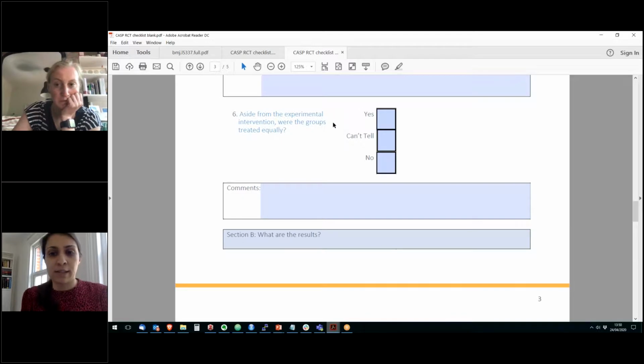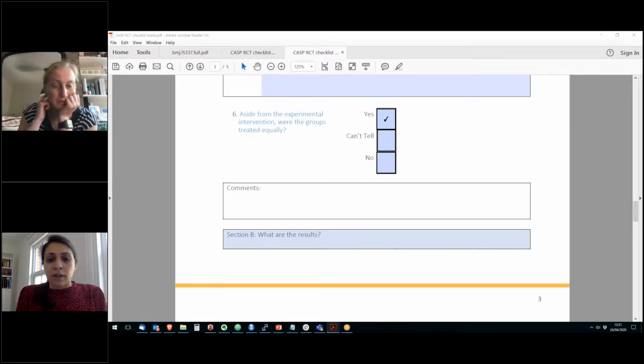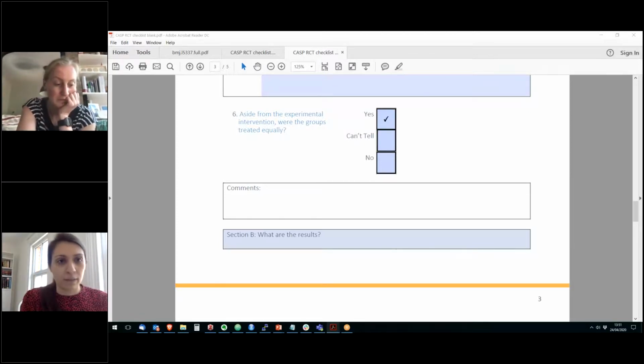Okay, so I'm getting a lot of yeses there. Yes, perfect. There was, of course, a difference in the follow-up times, which was part of their plan, which they had highlighted before the study started, yes.